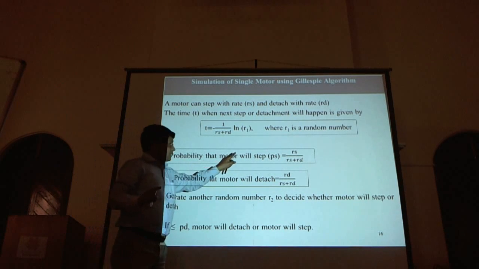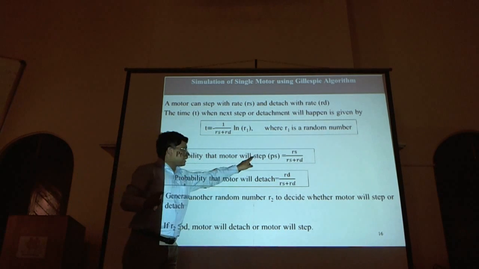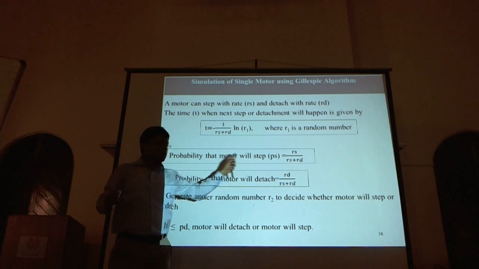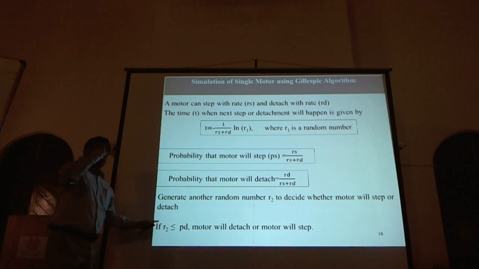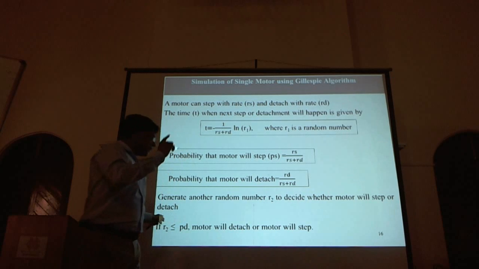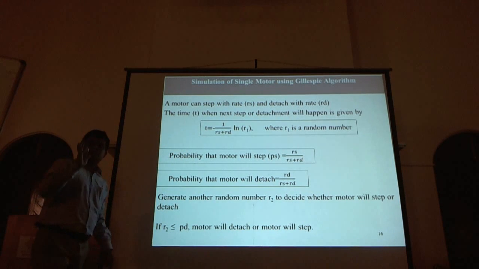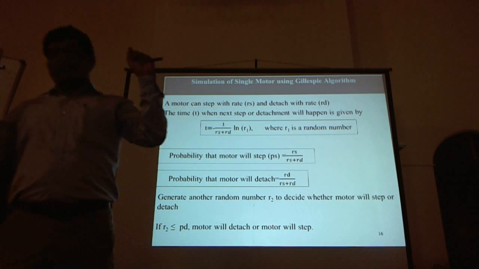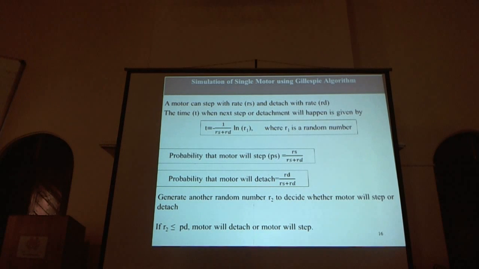So I will generate a random number, and if that random number is less than the stepping probability, then my motor will step, and otherwise it will detach. That's the difference. In one method we check for the event happening at each time step, but in the Gillespie algorithm we check at what time the next event will happen, and then we generate another number to find out which one of these events will happen. Clear? Any questions?